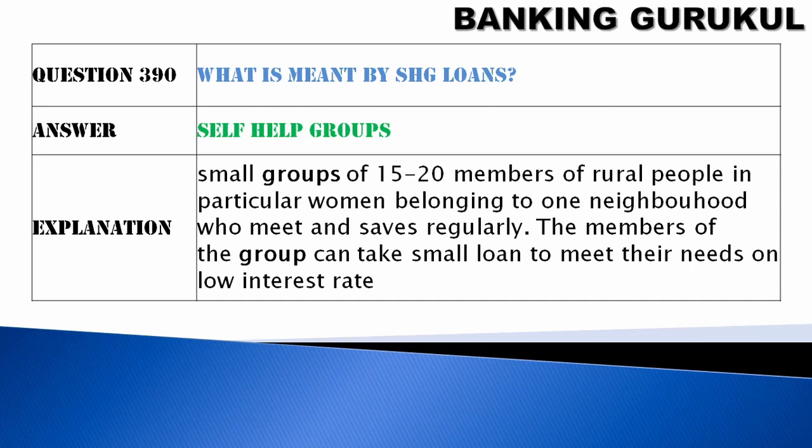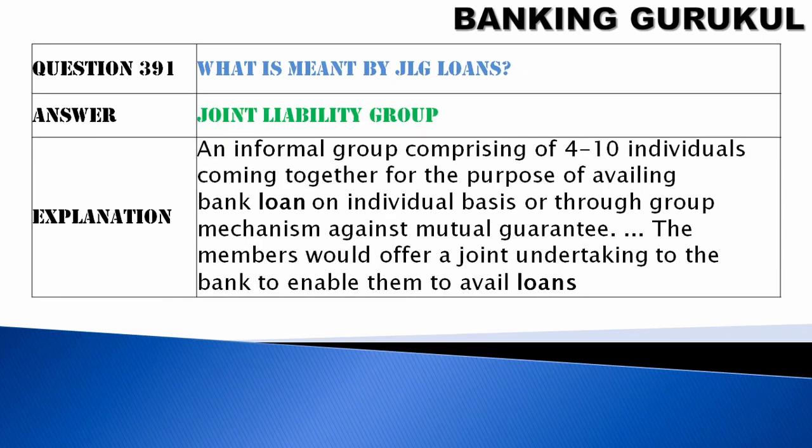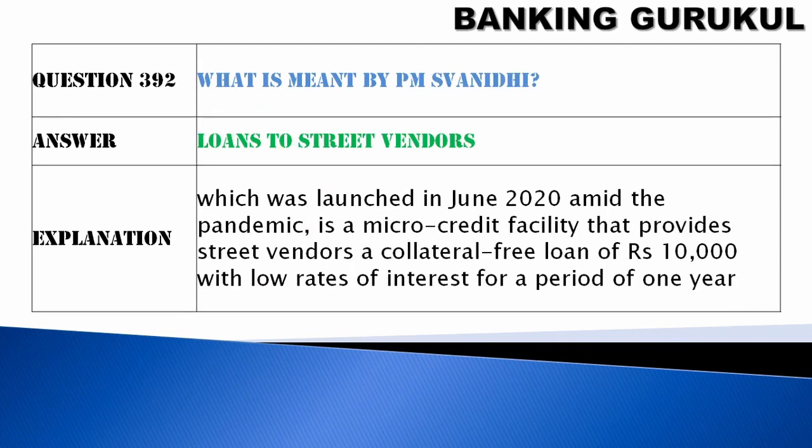What is meant by JLG loans? Joint liability groups. These groups comprise 4 to 10 people, and as a group they take loans from the bank, but the liability is on the group. If one person is not paying, that liability will be shared by the other group members. So this is called JLG loans.